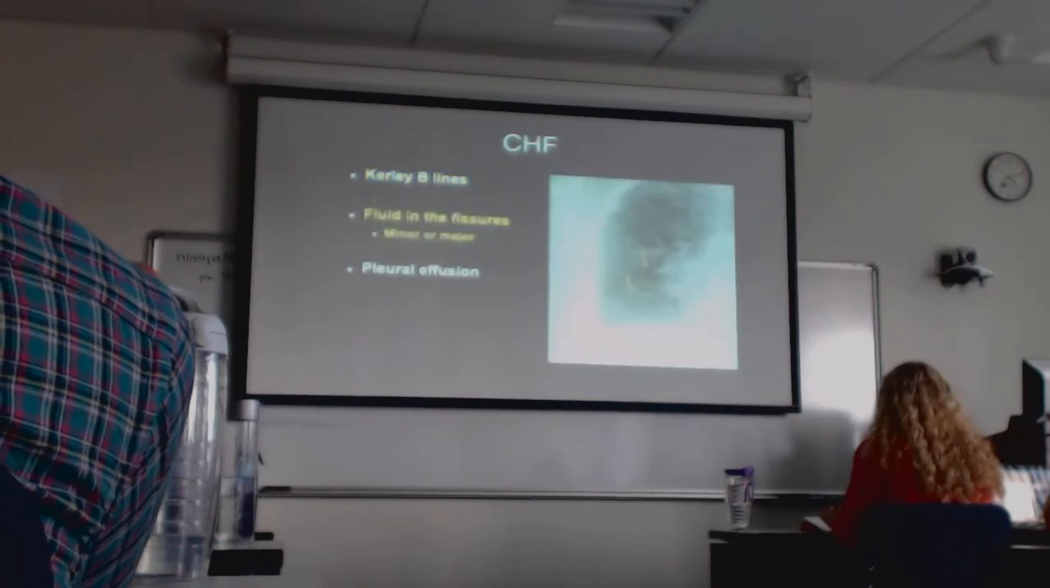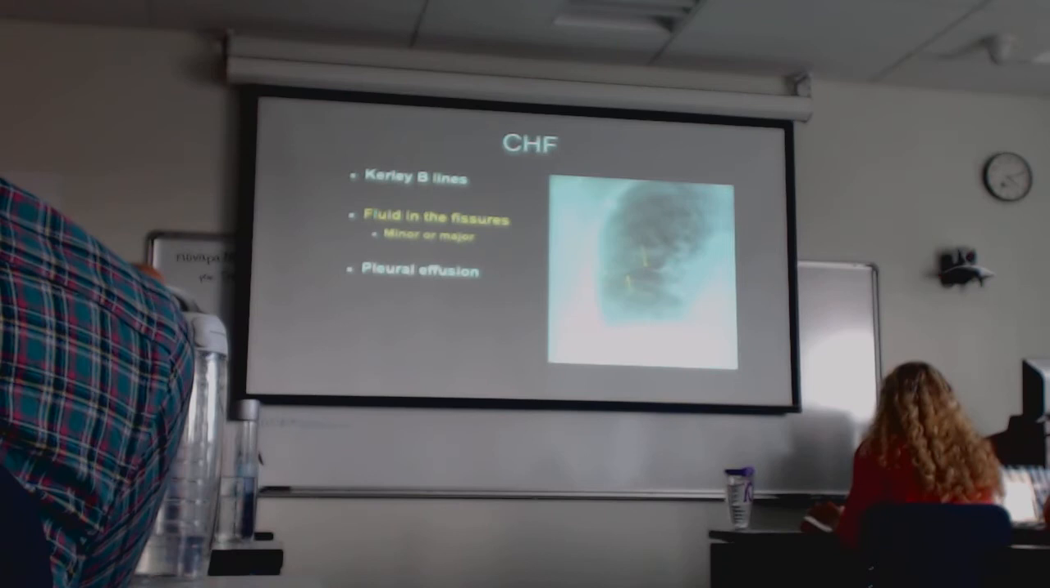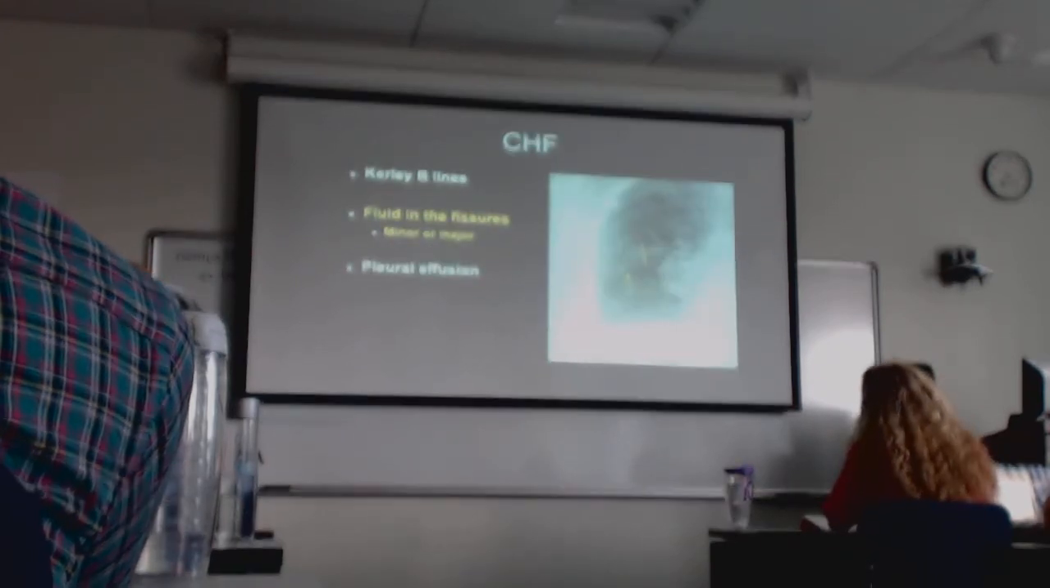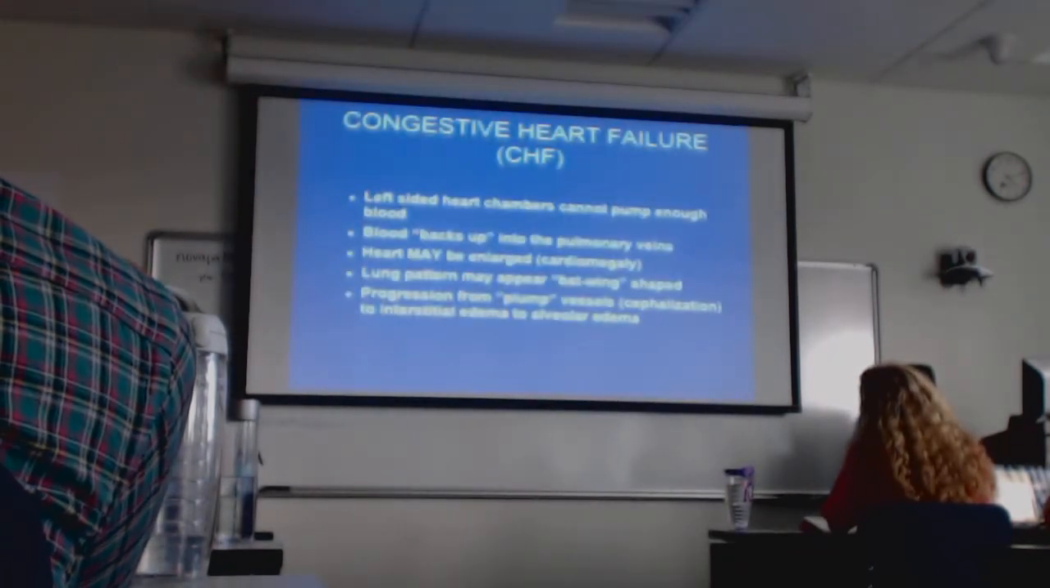You get fluid in the major fissure and the minor fissure. This is not a great example, but you got this fluid that's going all the way back to the hilum, a little bit of fluid in the minor fissure on the right. And you've got the pleural effusions. You've got the meniscus sign. So these several signs are signs of congestive heart failure.